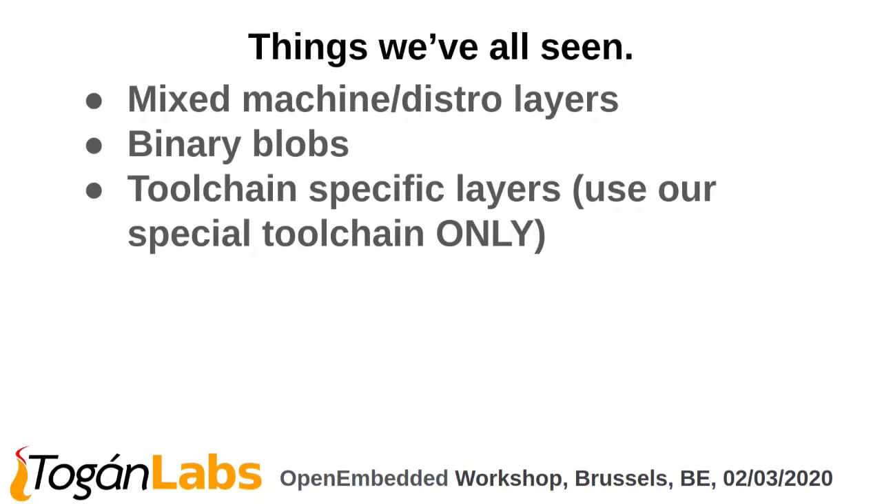So, things we've all seen: mixed machine and distro layers. Who's seen a distro and the machine layer all smashed together? Binary blobs in a layer, when there is no reason to have a binary blob in the layer. I have an example of this later. Toolchain-specific layers. So yes, you can build this layer, but you have to use our special toolchain to do this.